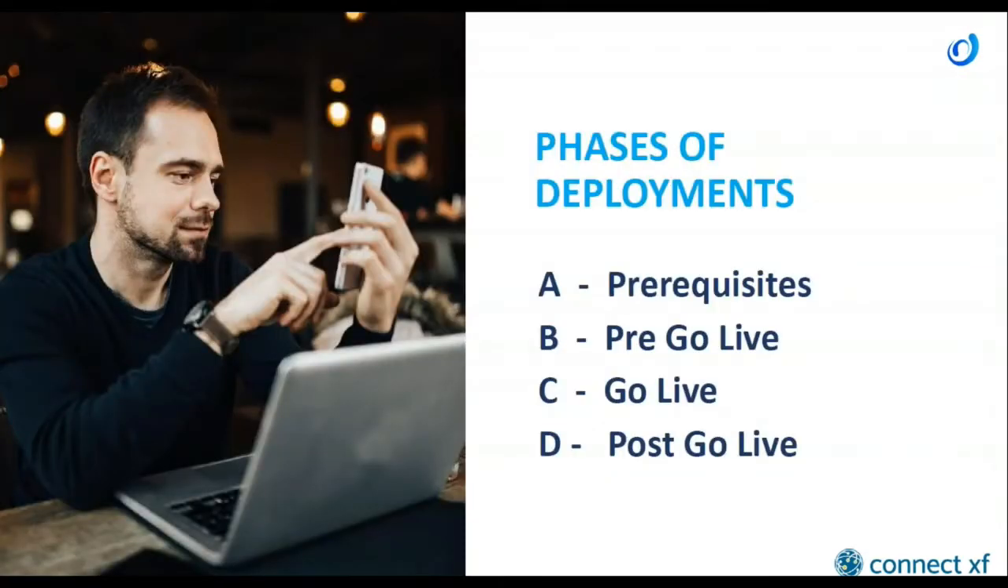Okay, now let's go to the actual phases of deployment. Whenever you want to deploy a BIA 3 server, these are the broad phases. First is prerequisites, then pre-go live testing, then actual go live, and after that post go live monitoring. So let's see each and every phase in detail.